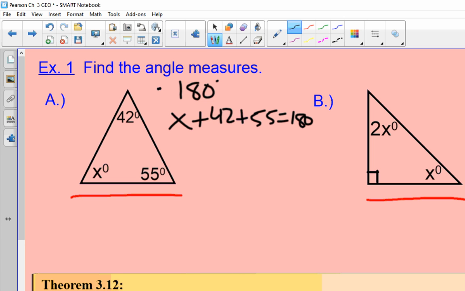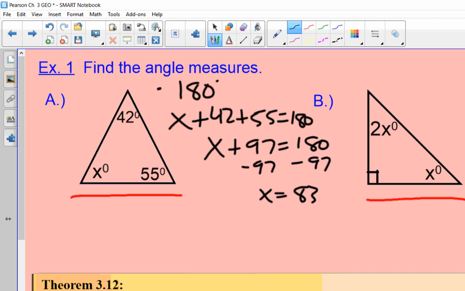Right? So I'm going to go ahead and put some like terms together. So 42 and 55 is 97 equals 180. And I can go ahead and subtract 97 from both sides, and I get 83. So this missing angle right here is 83 degrees. Okay.